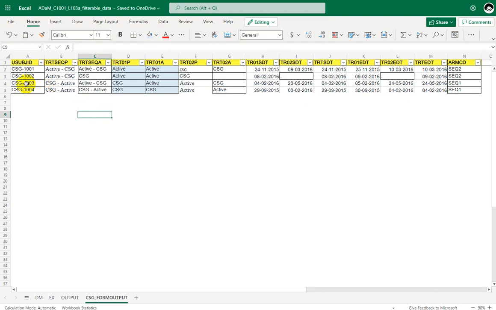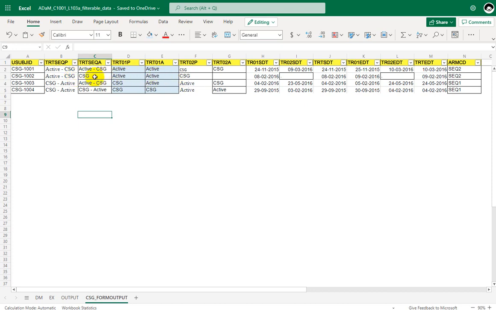So if you take a look at subject 1003, what is happening is the subject was supposed to receive the treatment in CSG hyphen active, which is in first period the subject was supposed to take CSG and in the second period active. But if you take a look at the TRT-CK, what has happened is the subject was accidentally given the active treatment in first period followed by CSG in the second period. And similarly for subject 1002, if we see the subject was supposed to take active followed by CSG.